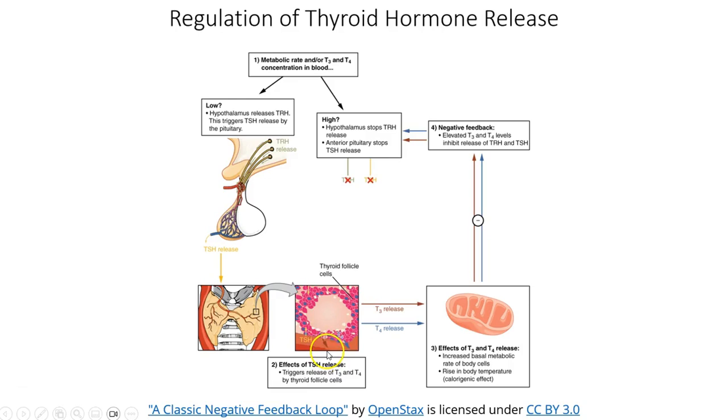And so that is going to try to trigger that negative feedback loop, and we're going to stop TRH and TSH production, but then we're still getting those thyroid hormones being produced because the thyroid gland's being stimulated by those antibodies.